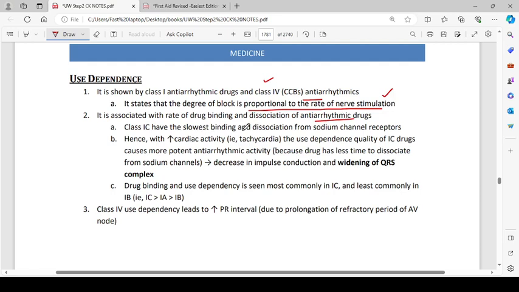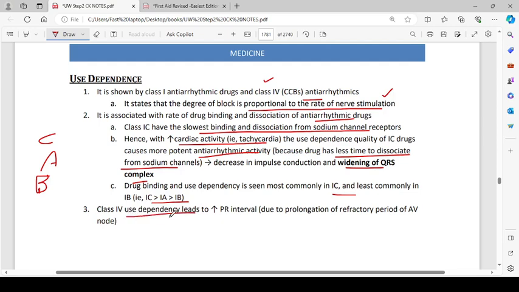Class 1C has the slowest binding, it goes like CAB. So class 1C has the slowest binding and dissociation from the sodium channel receptors. Hence, with increased cardiac activity like tachycardia, the use dependence quality of the 1C drug causes more potent antiarrhythmic activity because the drug has less time to dissociate from the sodium channels. The result is decreased impulse conduction and a widened QRS complex. Drug binding and use dependency is seen most commonly in 1C and least commonly in 1B, so it goes like CAB.